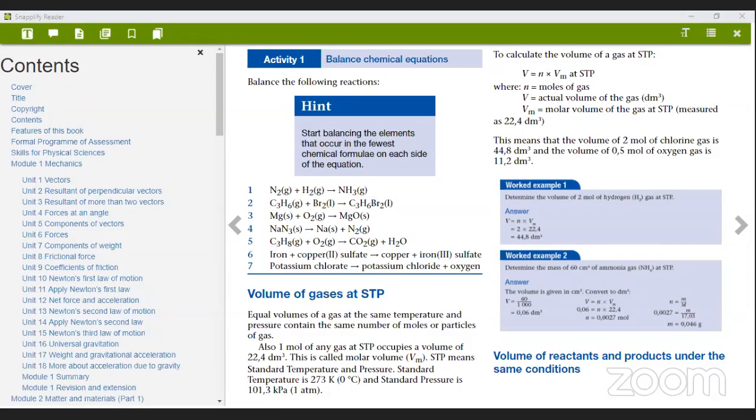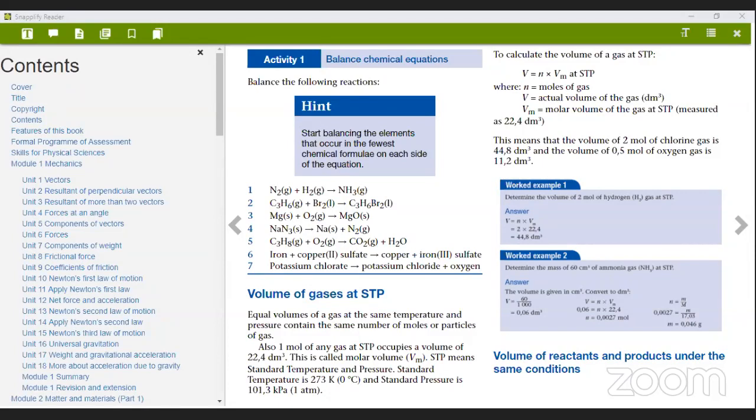Volume of gases at standard temperature and pressure. Equal volumes of gas at the same temperature and pressure contain the same number of moles or particles of gas. Also, 1 mole of any gas at STP occupies a volume of 22.4 dm cubed. So that's the standard pressure, it's 22.4 dm cubed. This is called molar volume. This is the standard volume, the STP volume. And STP means standard temperature and pressure.